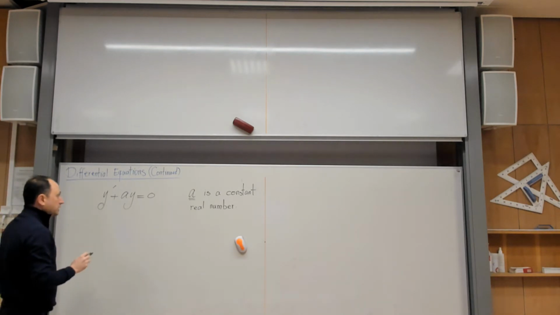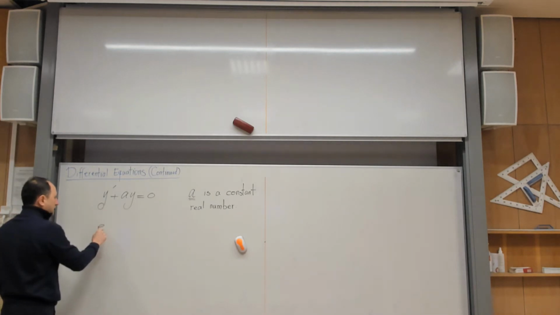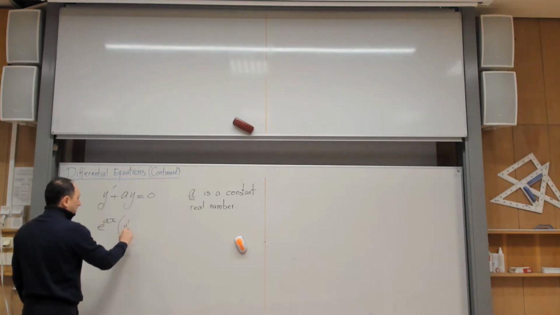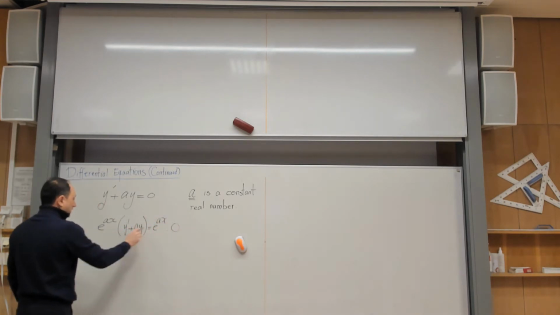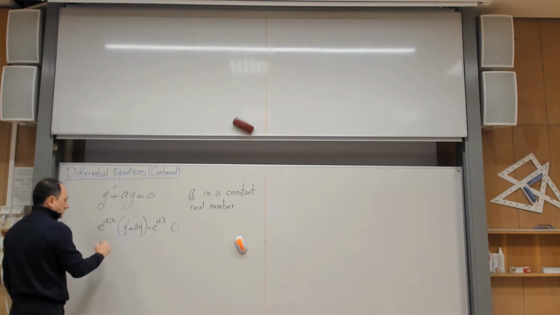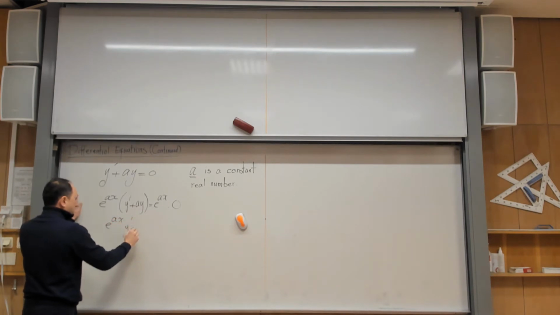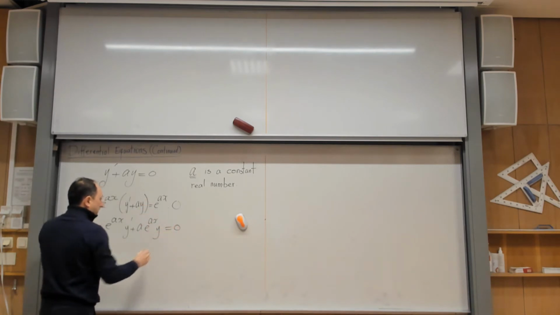If you remember, the trick was to multiply both sides by a factor, which we called the integrating factor. And in that case, it turned out to be e to the power of ax. I multiply this in: e to the power of ax, y prime plus a e to the power of ax y. On the right-hand side, I will get 0.